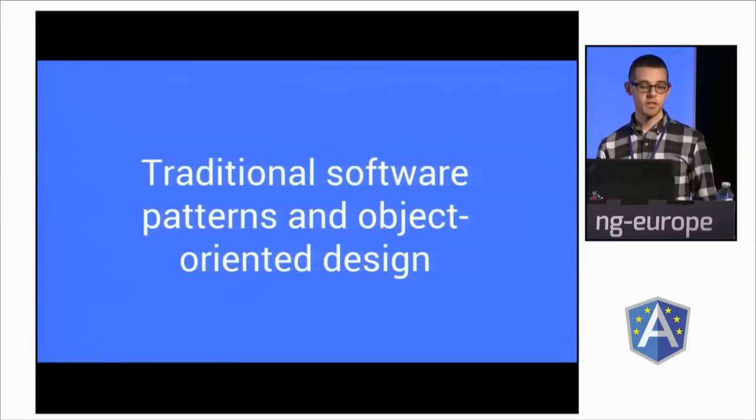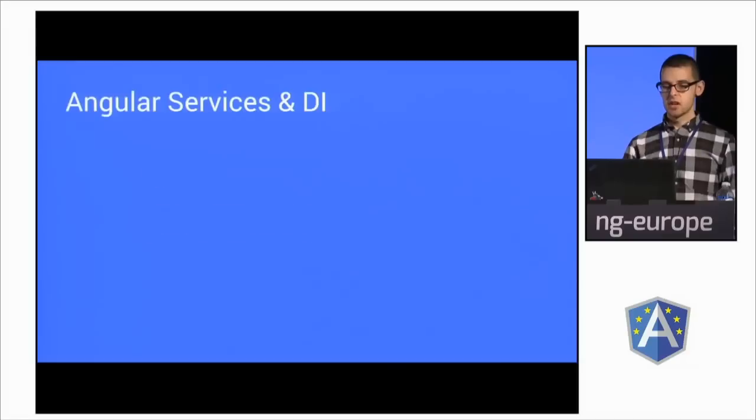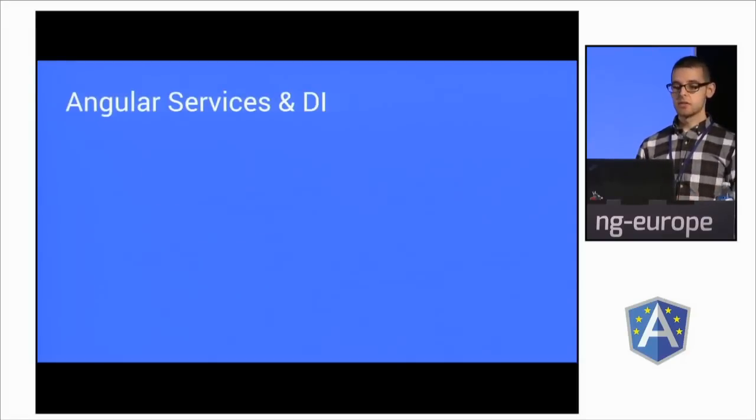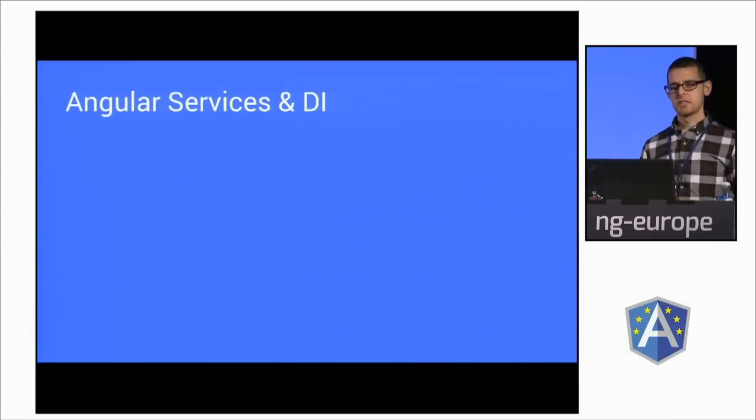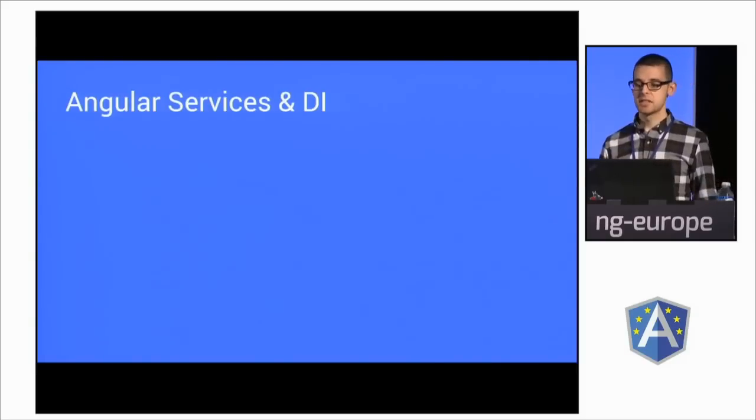So starting off with traditional software patterns and object-oriented design, we'll start by taking a look at services and how they use dependency injection. I'm sure everybody in this room is intimately familiar with services and has used them hundreds of times. The name service, though, is somewhat arbitrary when you think about it. What is a service in computer science? From a software pattern standpoint, you can instead call them injected singletons. For anyone unfamiliar with the term, singleton refers to a class for which you only ever have one single instance.